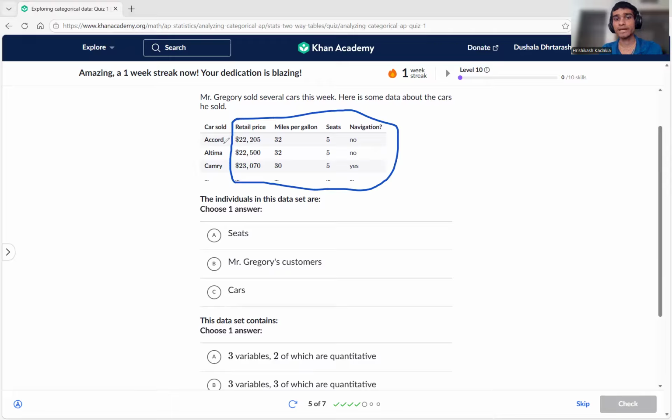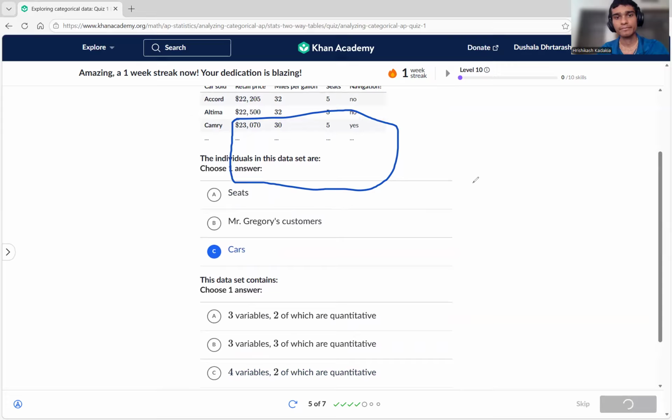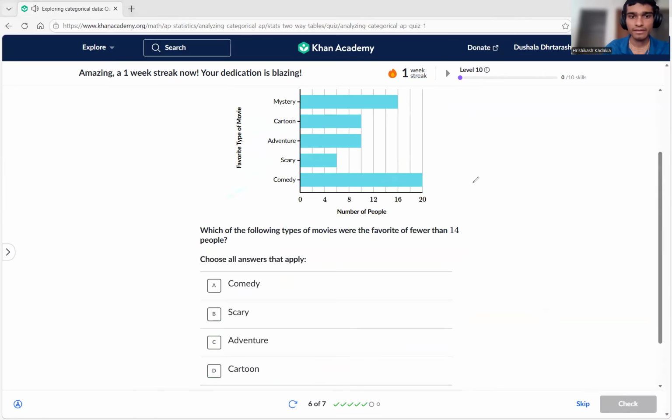So it's basically cars. This is the identity, okay? It's something like an ID of the car. So my name is Altima or Accord or Camry. That's a specific car, a specific individual, which is being described by retail price, miles per gallon, seats, and navigation. Those are the four variables, of which three are quantitative because three are numbers. The other one is not a number. Navigation is just categorical. So we can say cars are the individuals, and how many variables? Four, of which three are quantitative and one is categorical. Yep. Okay.